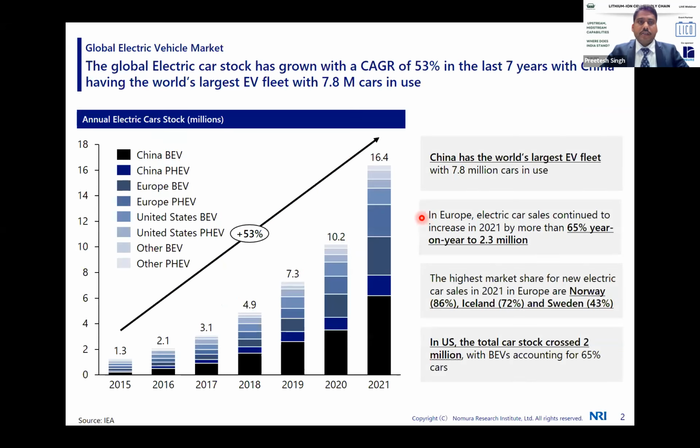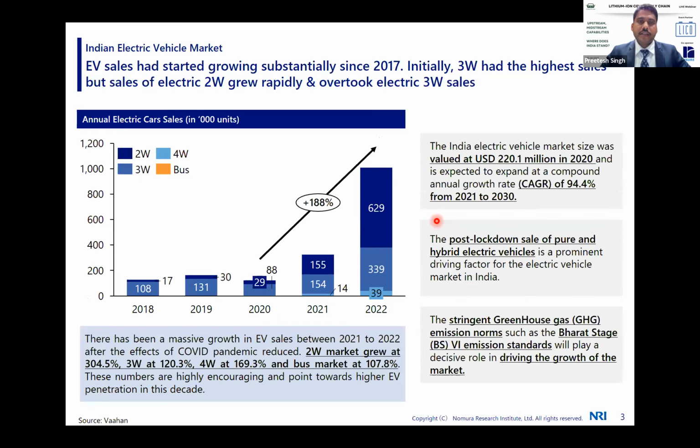Moving on to the electric vehicle market globally, if you look at the numbers, the global electric car market has been increasing more than 50% in the last 7 years. Obviously dominated by China, followed by Europe and then US. China has the largest EV fleet with 7.8 million cars, followed by Europe with 2.3 million, and then United States with 2 million cars. Let's have a look at the situation in India.